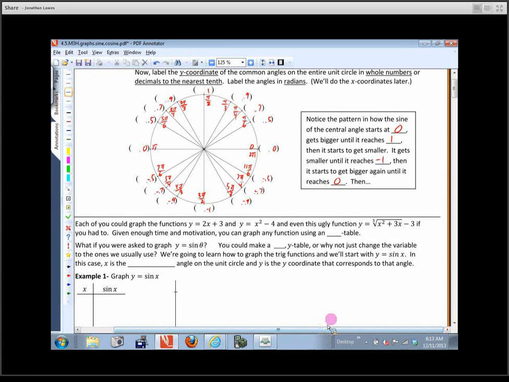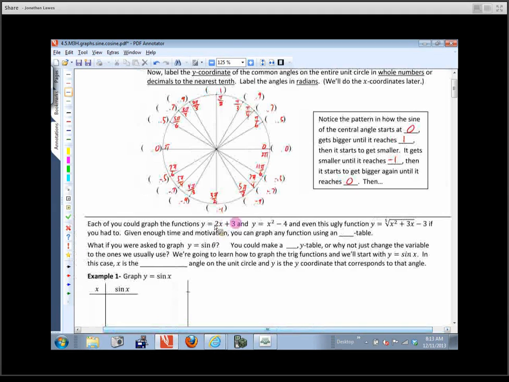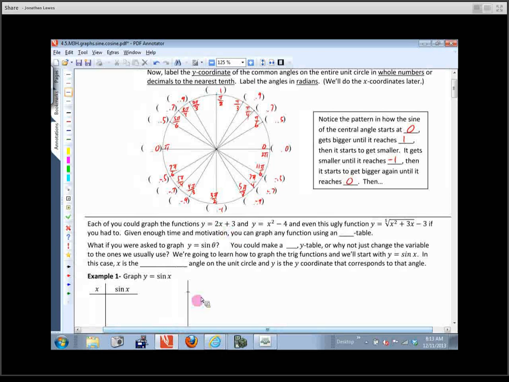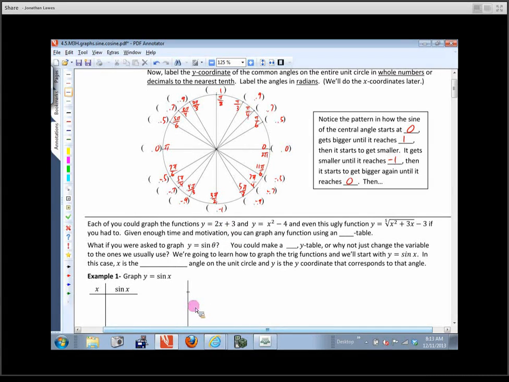So we're pretty good at graphing things like this linear equation, or a parabola, or we can even graph weird stuff like this. This is a fifth root with some funky stuff underneath it. But we could graph that if we were given enough time and we had enough motivation.